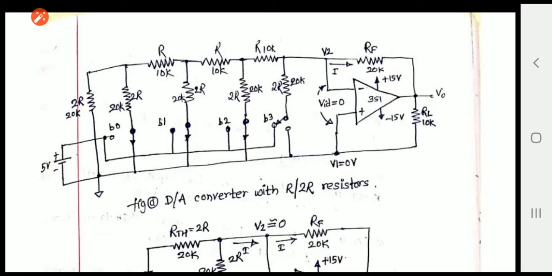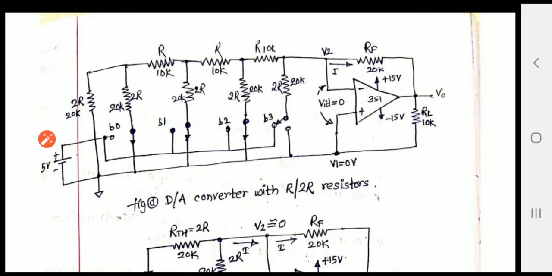To find out the analog output for the given binary input, first we need to find out the equivalent resistance value at this side, then we will find out the total output at this side. So now we will start like this. Here B0, B1 and B2 are connected to ground. Now we have to find out the equivalent resistance value using Thevenin's equivalent resistance. So now look at the circuit.